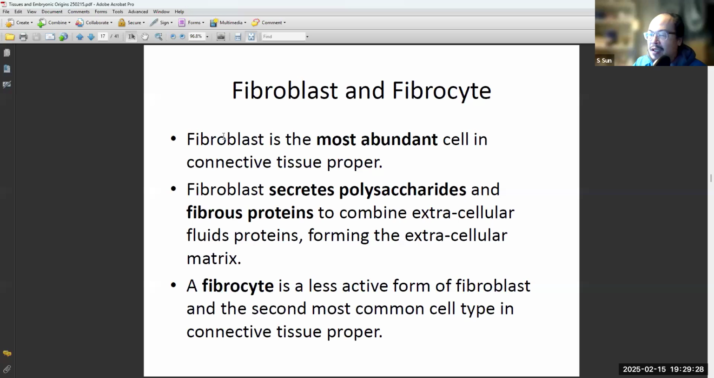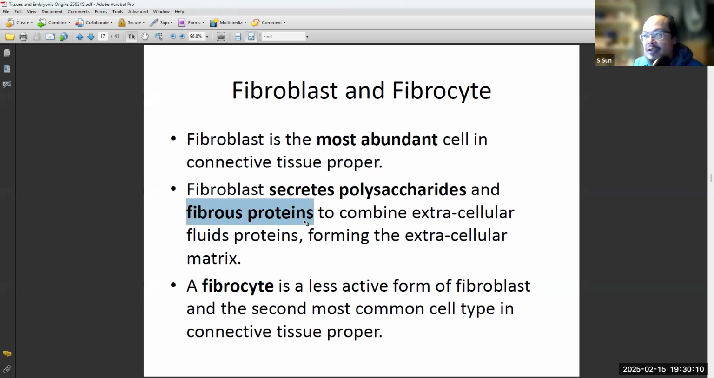That is fibroblast. Fibroblast can gradually change and become fibrocytes. So these two are basically the same cells. It's just that one is more potent or active, and the other one is less active. And what do they produce? They produce fibrous protein, basically collagen. So they secrete polysaccharides, which are carbohydrates, and fibrous protein. So that's protein. These two are totally different molecules.